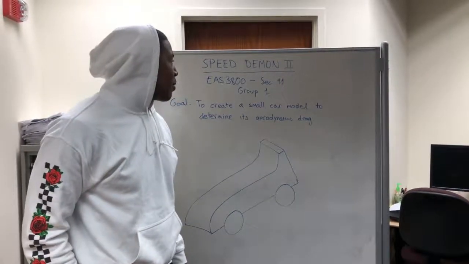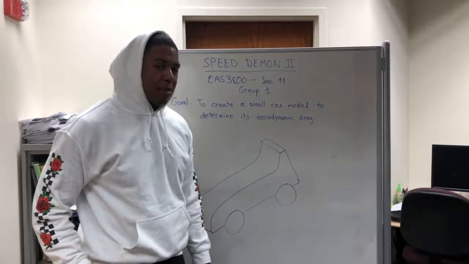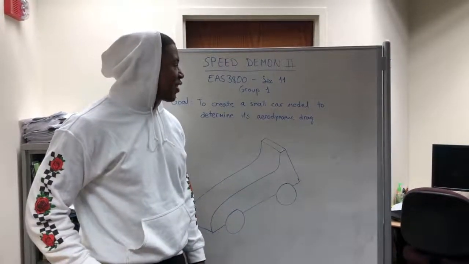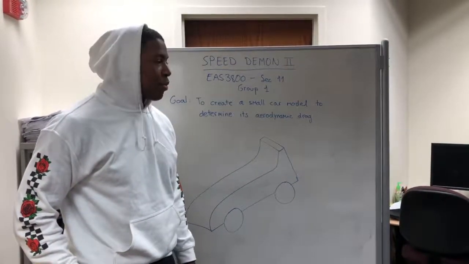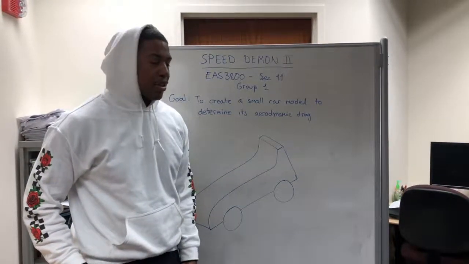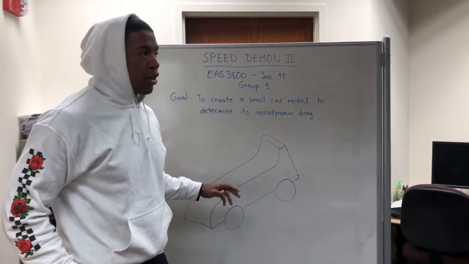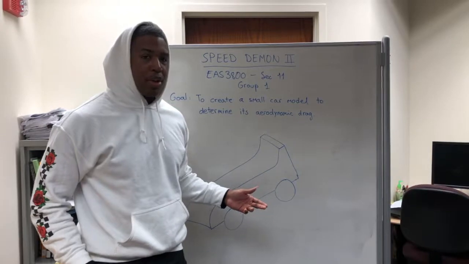Alright, so our car name is Speed Demon Mach 2. We are part of Group 1 of measurements for Section 11. So our goal is pretty much to create a small model car using fundamental aerodynamics. So we actually came up with the idea to pretty much create a version of the Prius. This is one of the most aerodynamic cars.